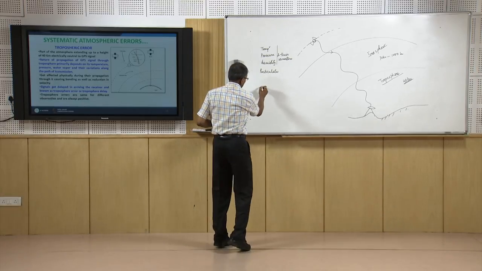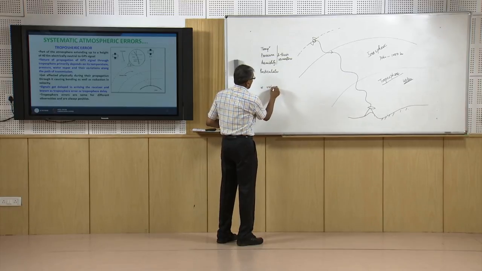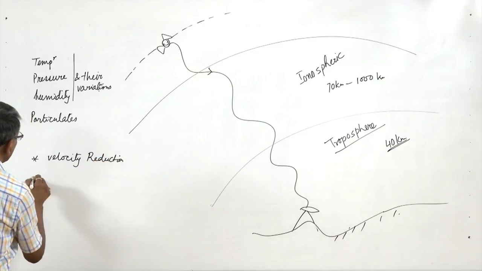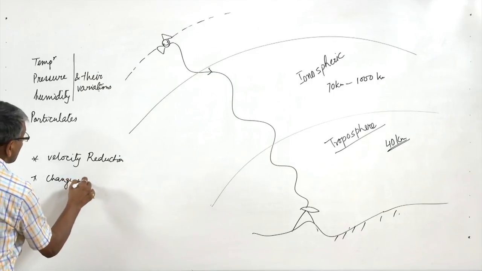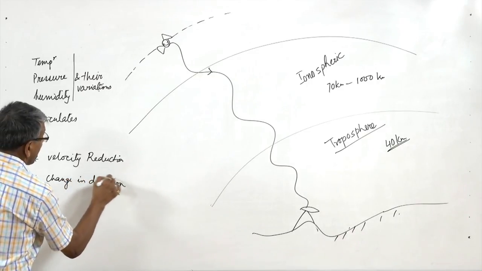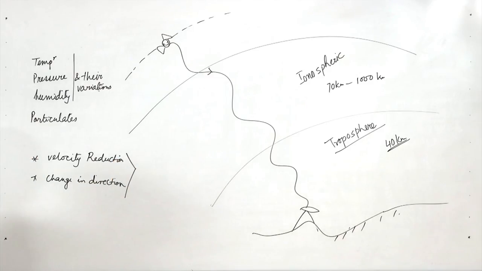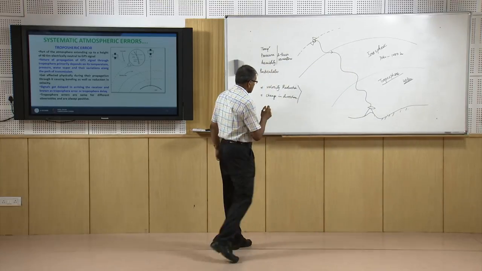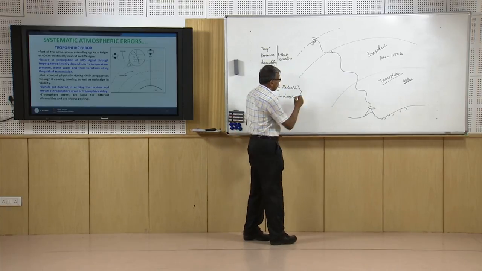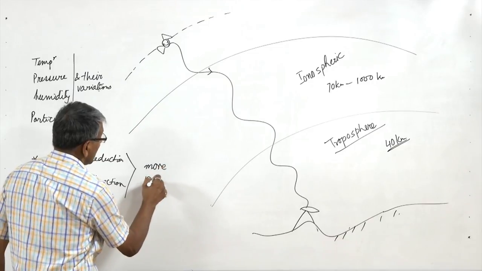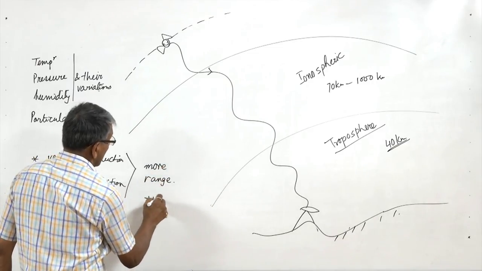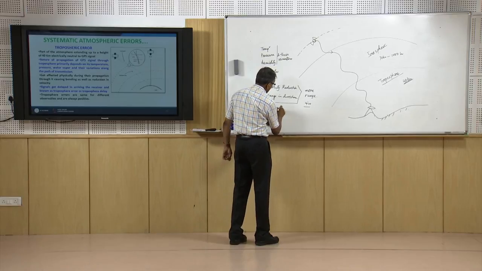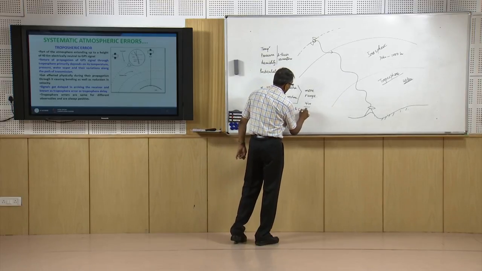So there are two types of effect. One is the change in velocity, or we can say reduction in velocity, and change in direction. So tropospheric error will always cause delay in propagation. So it will always provide more range than actual. So it is additive in nature, always additive, and moreover it is the same for code and carrier part of the signal.